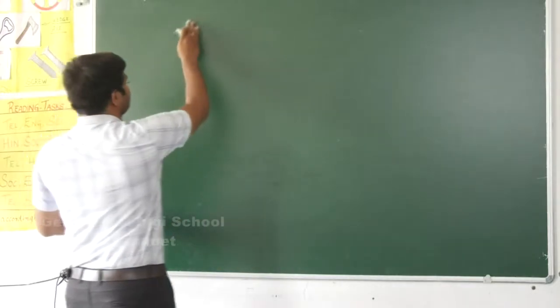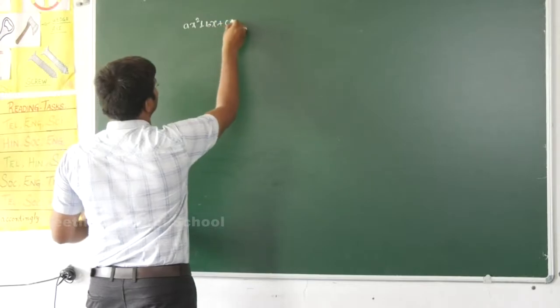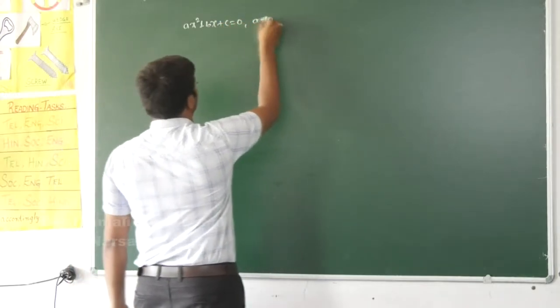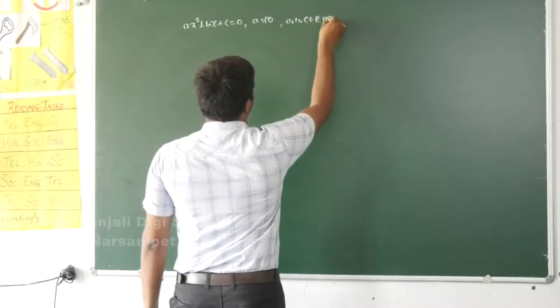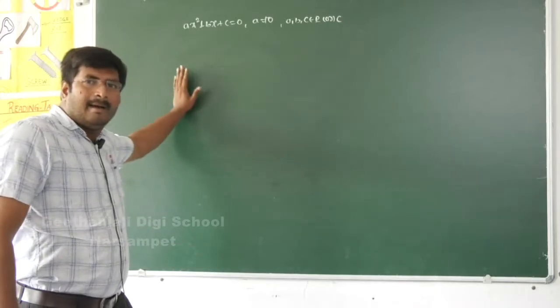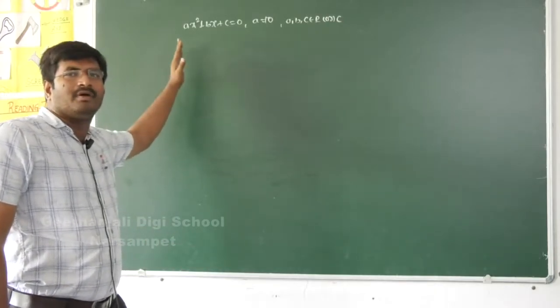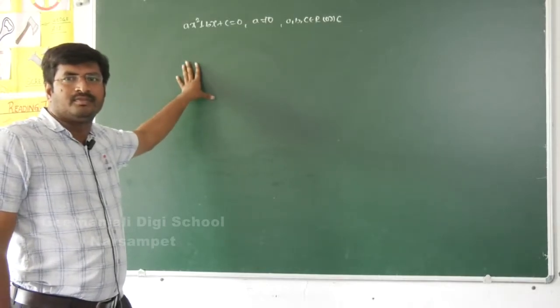See, already you know ax square plus bx plus c is equal to 0, a not equal to 0, where a, b, c belong to real or complex numbers, then it is called a quadratic equation. Until now we dealt with problems with only one quadratic equation.